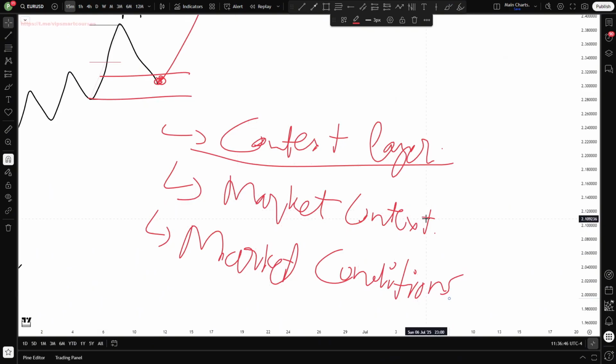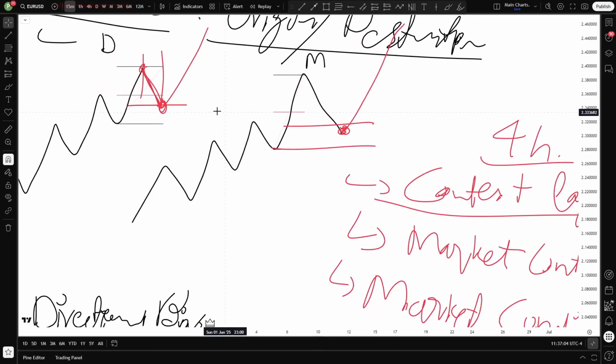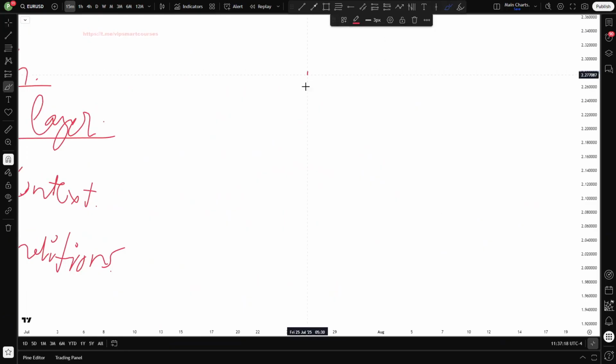Now, identifying or establishing a market context on the intermediate time frame, obviously for the context layer we will be using the 4-hour time frame. Establishing a market context on the intermediate time frame is similar to this narrative part. What I mean by that is, let's say we are looking at this move on this daily chart, and price is right here on the 4-hour time frame. Let's say we are looking at this move on the 4-hour. This will look something like this.